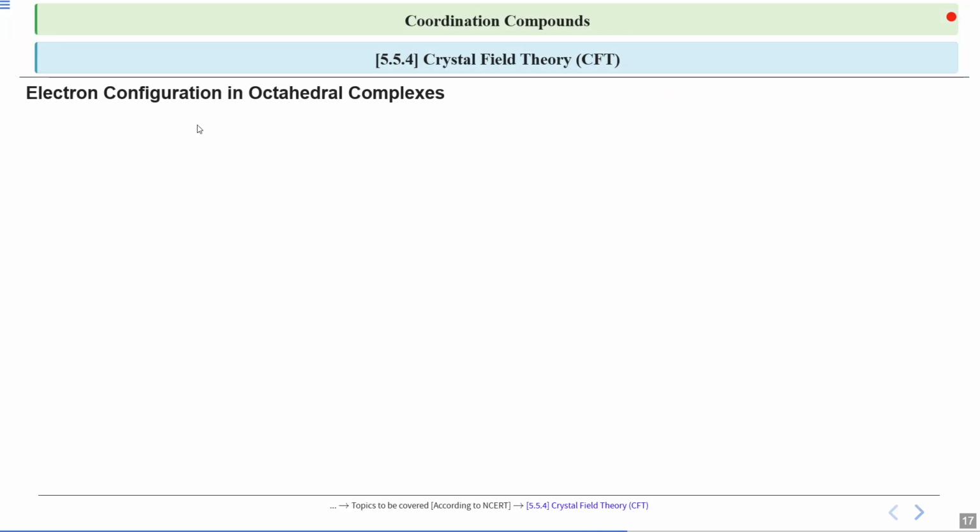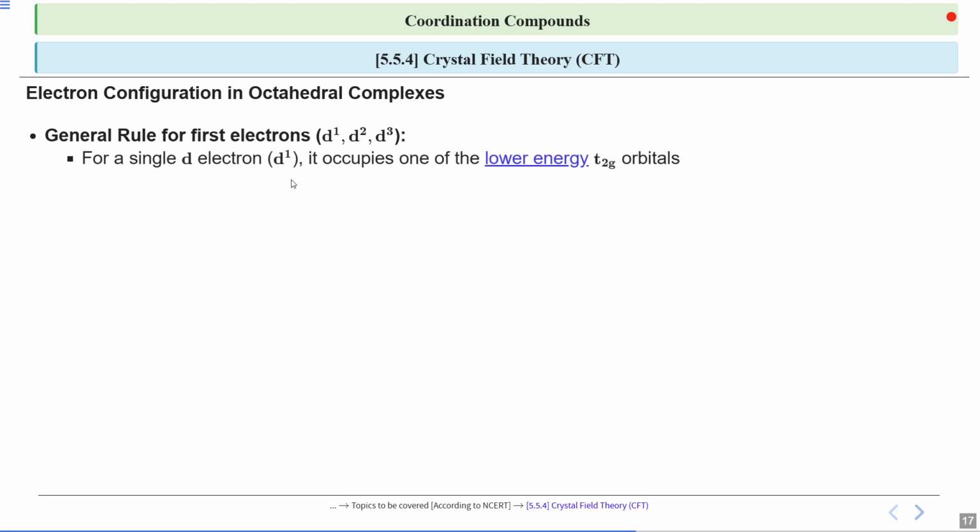Let's talk about the electronic configuration in octahedral complexes. First, the general rule for the first electrons. If we have d1, d2 or d3, what is the general rule for filling these electrons? For a single d electron like d1, only one electron is occupying the d orbitals. So a single d electron occupies one of the lower energy t2g orbitals. Between the lower and the higher set of orbitals, it is going to choose the lower energy t2g orbital to fill.